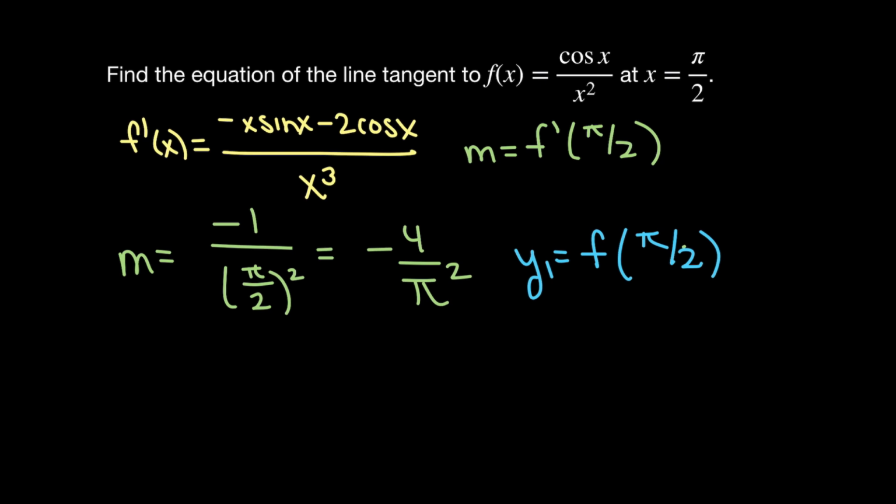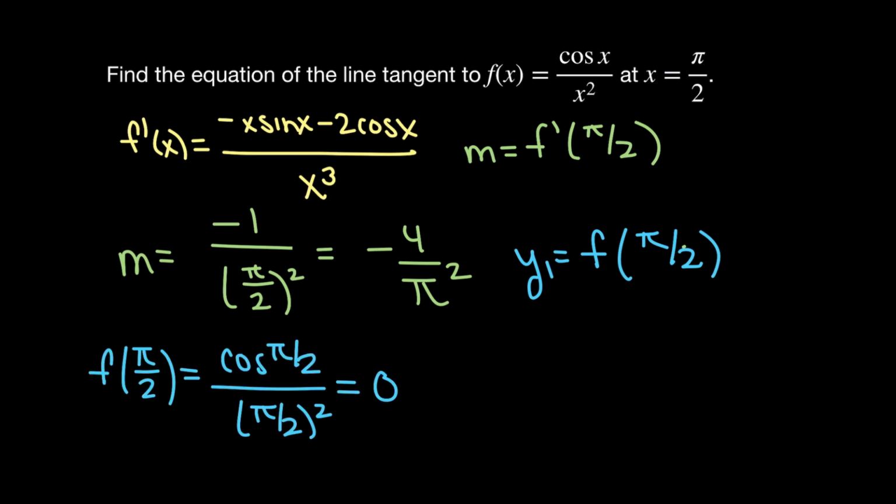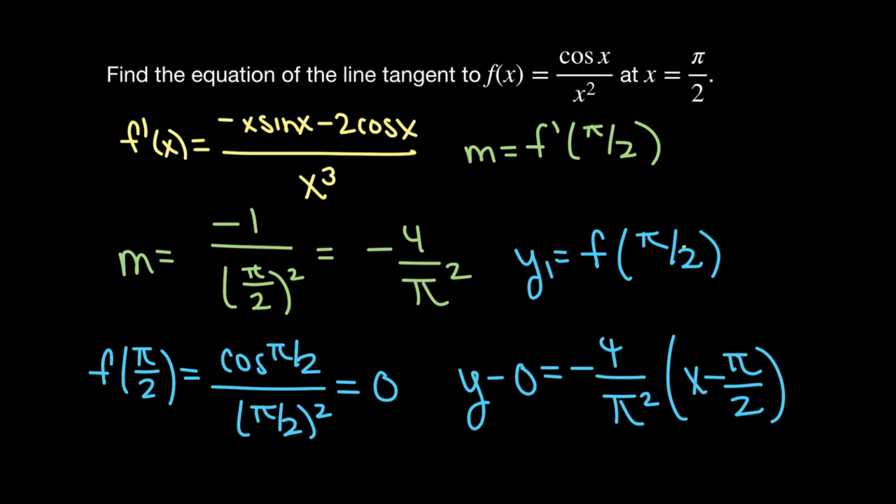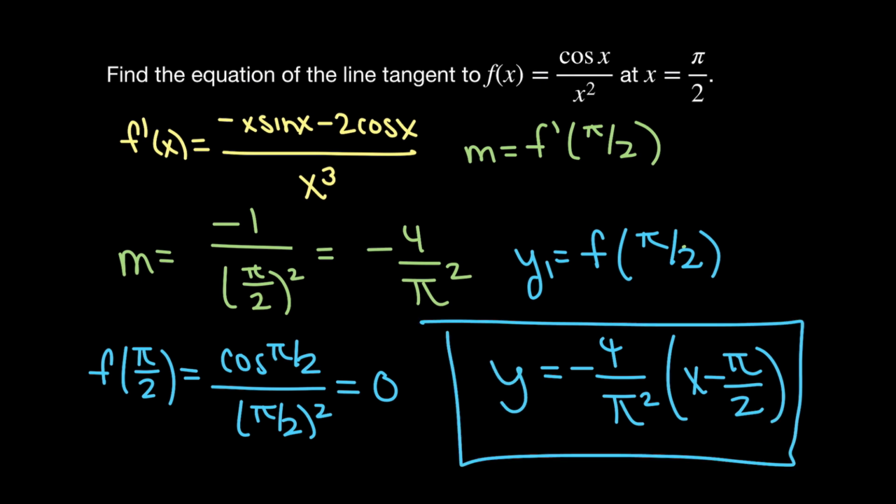Now the point of tangency has an x value of pi over 2. I'm going to get the y value by plugging pi over 2 into my original function. So I've got cosine of pi over 2 divided by pi over 2 squared. And cosine of pi over 2, cosine of 90 degrees, is 0. So now, using my point-slope formula, I should get y minus 0 equals the slope, negative 4 over pi squared, times x minus pi over 2. And that's the equation of my tangent line. I just removed that y minus 0 and replaced it with a y. And there's the equation of my tangent line.